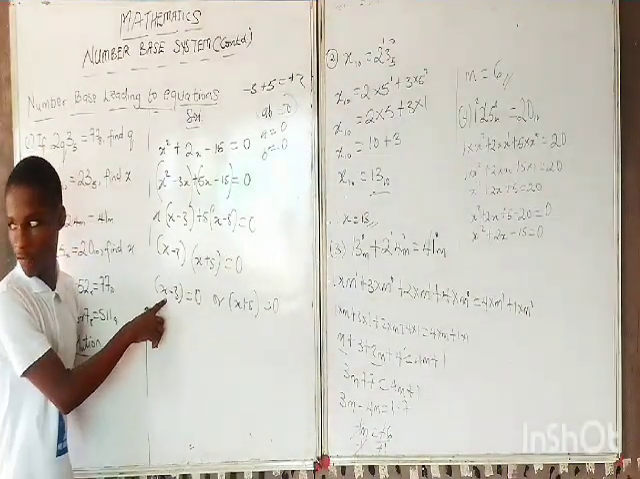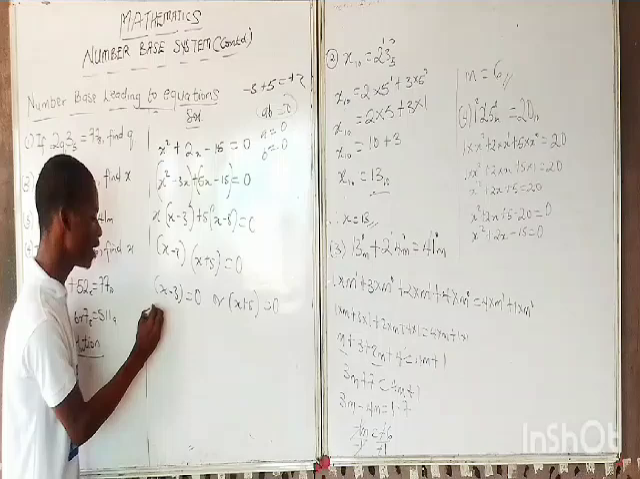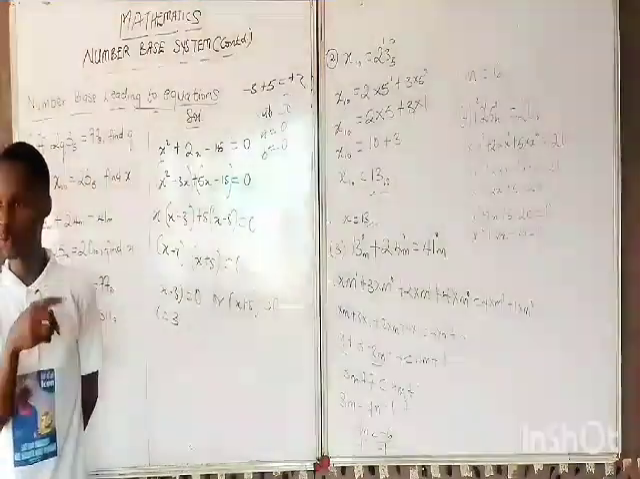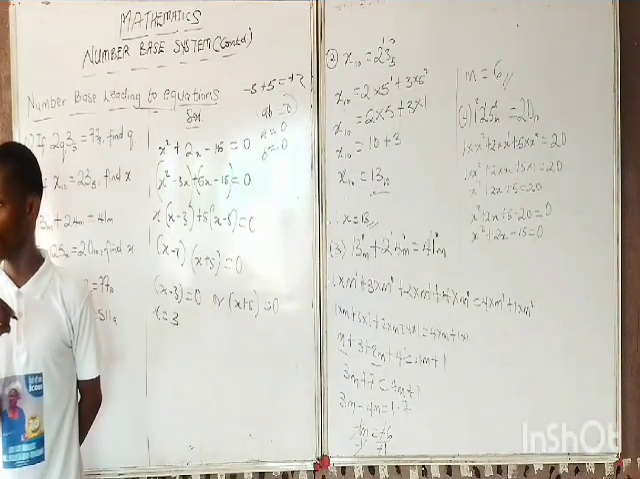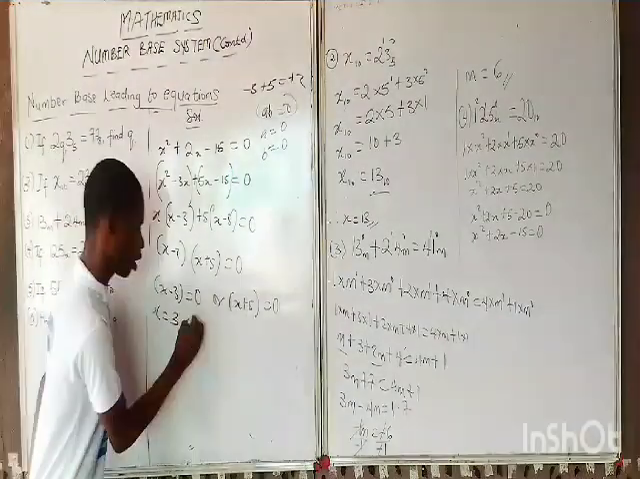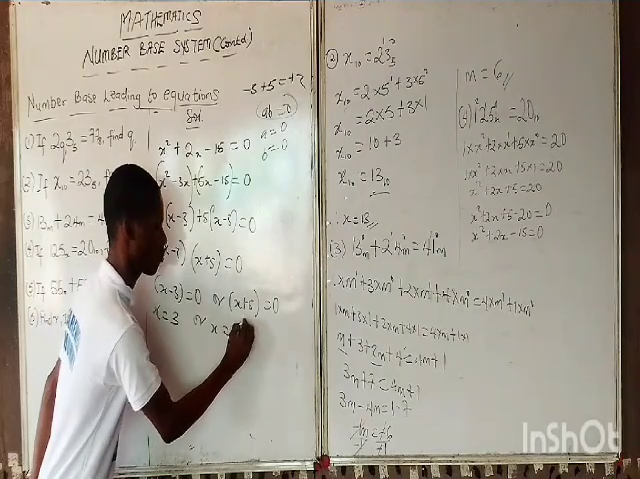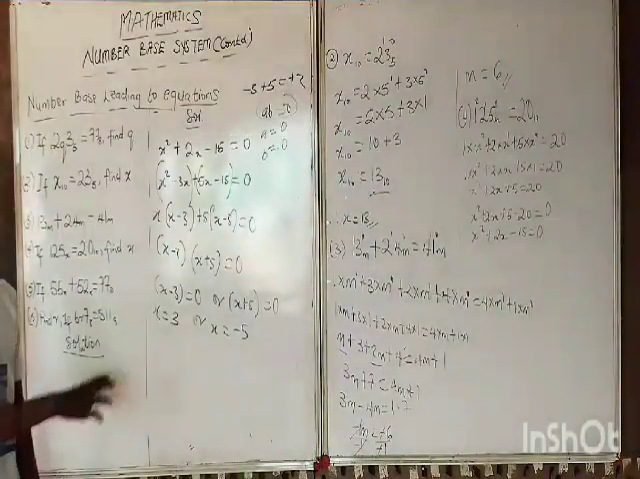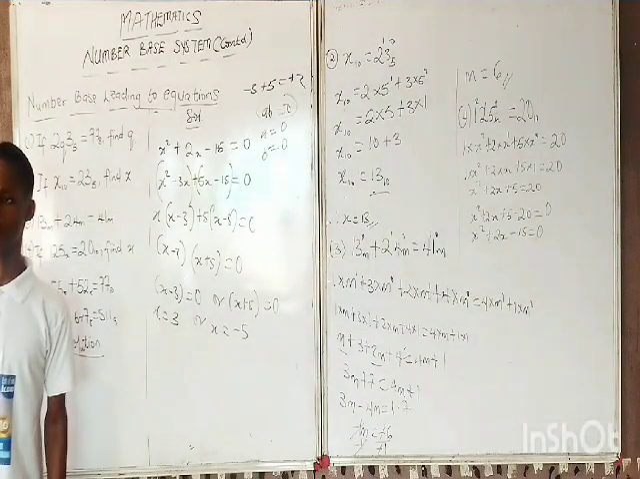So now let's open the bracket. If we make s the subject of the formula in each of them, we have s equals 3, or s equals minus 5. Now we have two values for s. But which of them is correct?